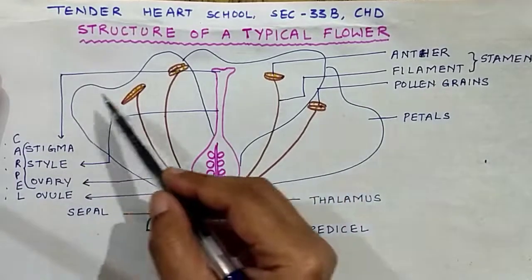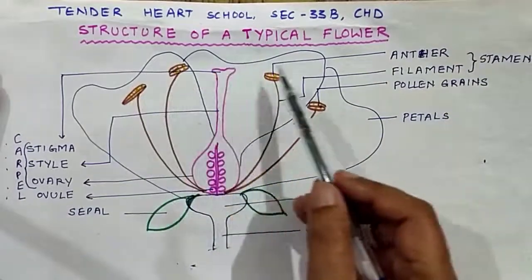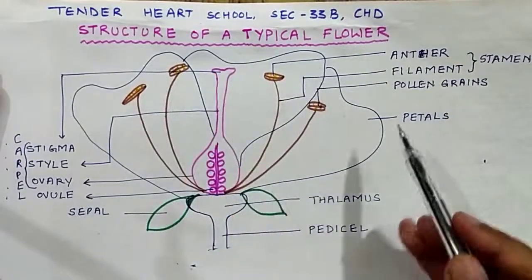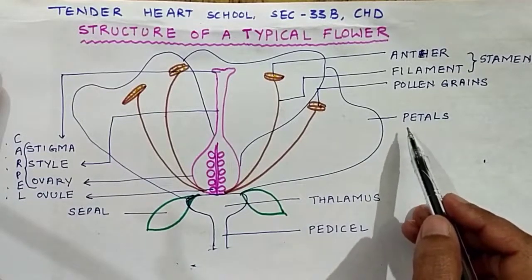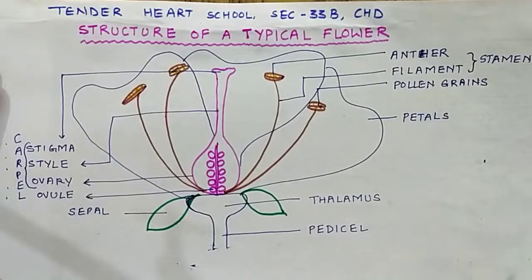Then we have the colored part of the flower. This colored part of the flower is called the petals. Function of petals is to attract the insects for pollination. That is all about the structure of a typical flower, children.